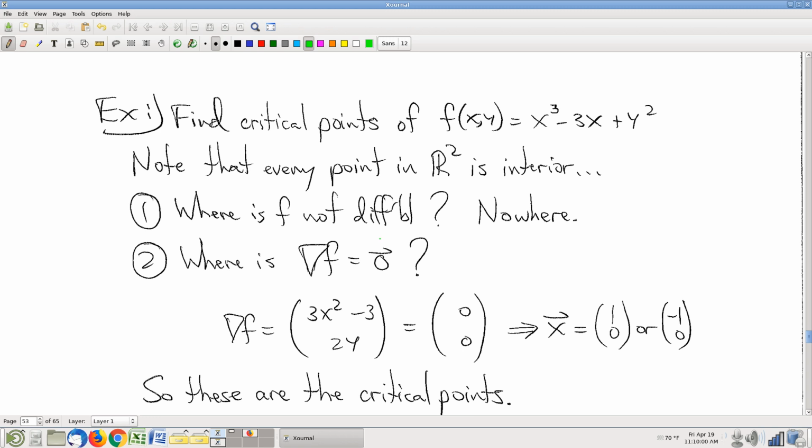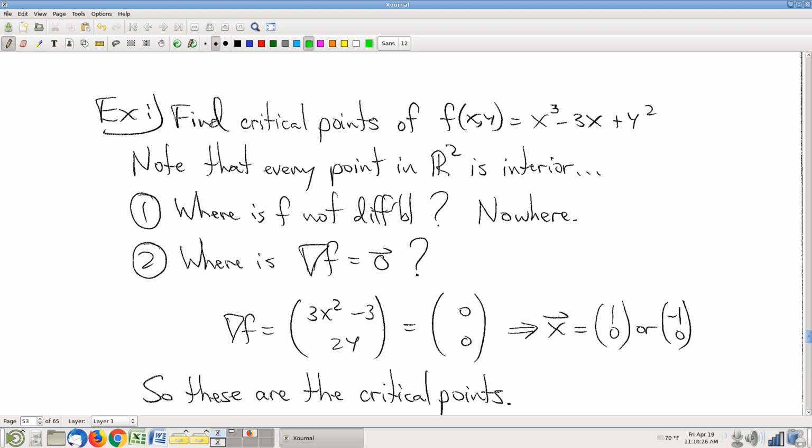Next part of the question, where is the gradient 0? Where does the function fail to have non-zero gradient? Okay, well, so we're back to the old familiar thing from Calc 1, right? Take the derivative, if you will, and set it equal to 0. Very familiar. And in this case, no big deal. Here's your gradient. You set it equal to 0.